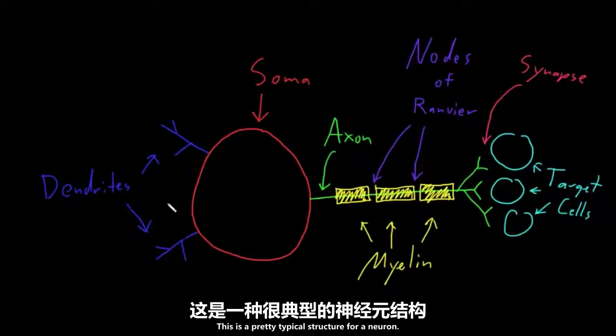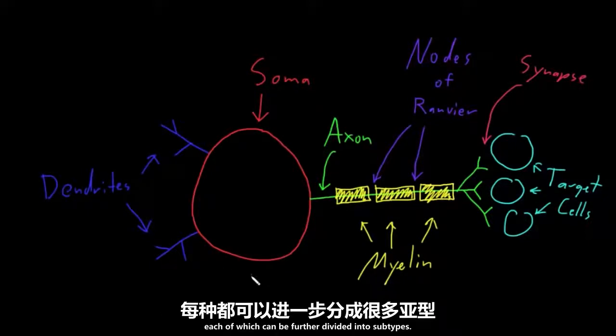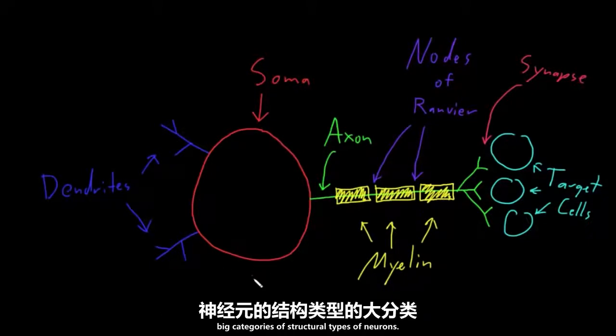This is a pretty typical structure for a neuron, but there are multiple structural types of neurons, each of which can be further divided into subtypes. So let's go over some of the big categories of structural types of neurons. In the central nervous system, neurons start as neural stem cells, which turn into most of the cell types of the central nervous system. And these neural stem cells then differentiate into cells called neuroblasts.